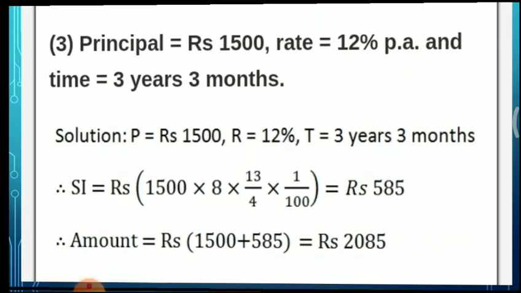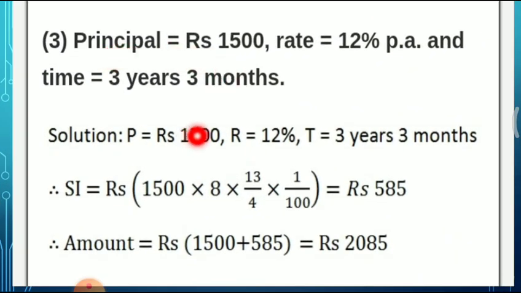Next question is: principal is equal to 1500 rupees, rate of interest is equal to 12% per annum, and time is equal to 3 years 3 months. 3 years 3 months means 3 whole 1 by 4. Then SI is equal to 1500 multiplied by 8 multiplied by 13 by 4 multiplied by 1 by 100. 20 and 20 will cancel here. 4 and 8 will cancel here. Then answer will be 585 rupees. Then amount is equal to 1500 plus 585, meaning 2085 rupees is the answer.